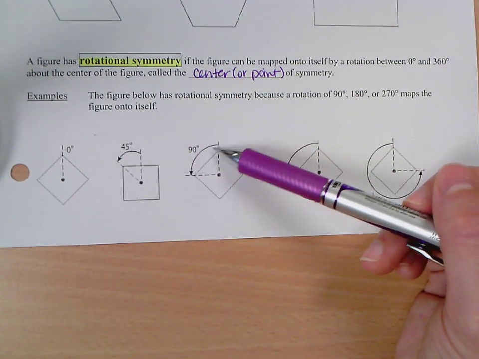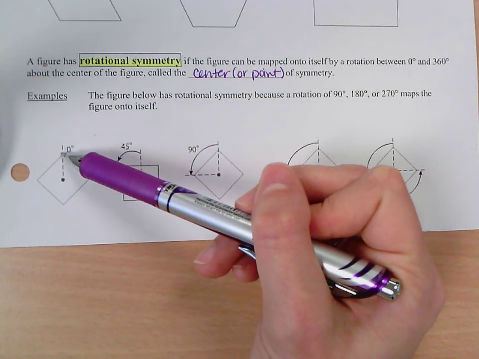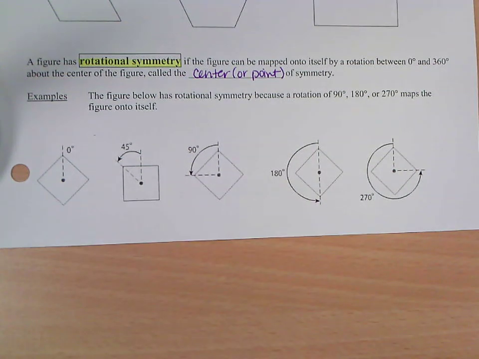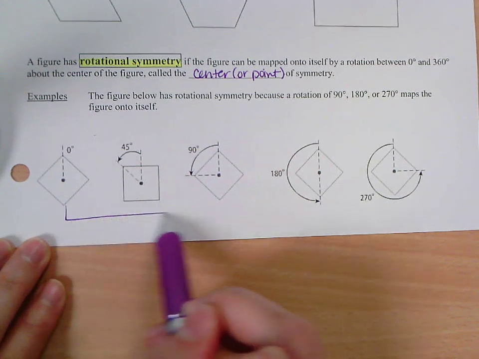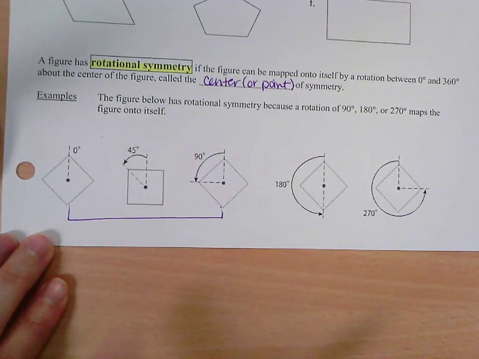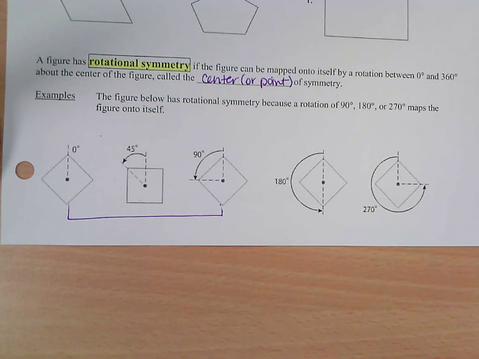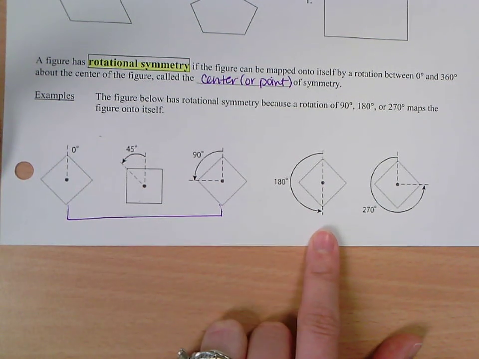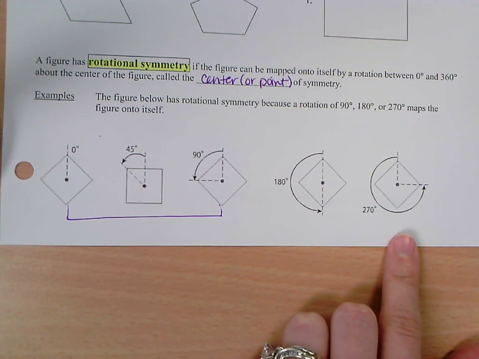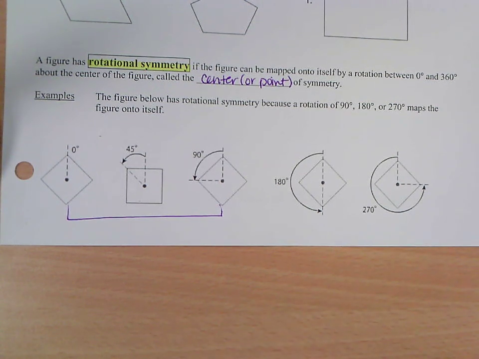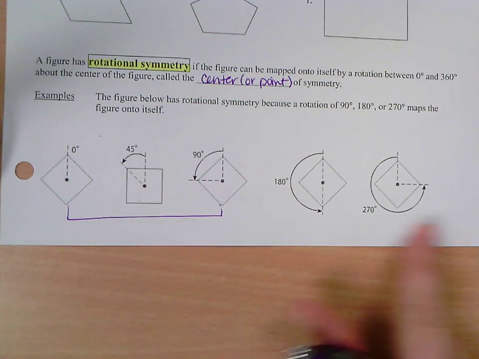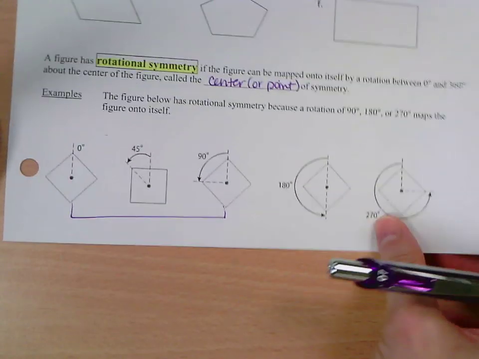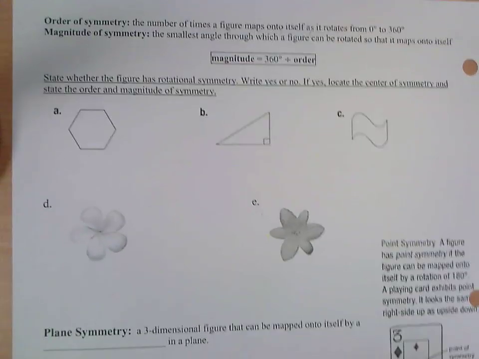If you rotate it a full 90 degrees, a rotation from here to here, then that image looks the exact same as the original. So this is showing that there's rotational symmetry, because a rotation of 90 degrees maps the image onto itself. You will also map this onto itself if you rotate another 90 degrees, so 180, another 90 degrees, so 270, and then we know if you go 360, anything maps onto itself at 360. So there's rotational symmetry in that figure. We are going to come back to look at this after we talk about the order and the magnitude.